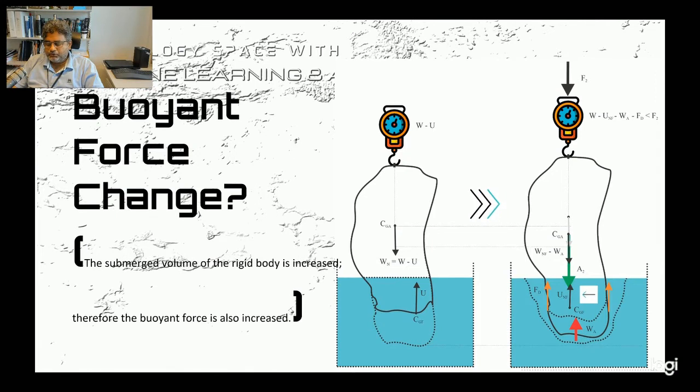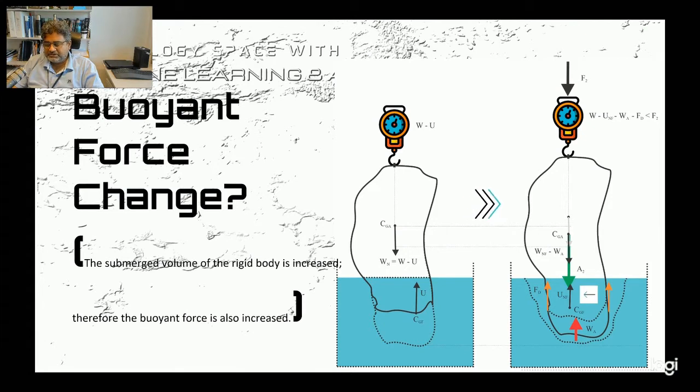The second effect could be this buoyant force, which is UNF. Due to this F2 external force pushing that rigid body downwards, the underwater volume of that rigid body, or the submerged volume of that rigid body, could increase.